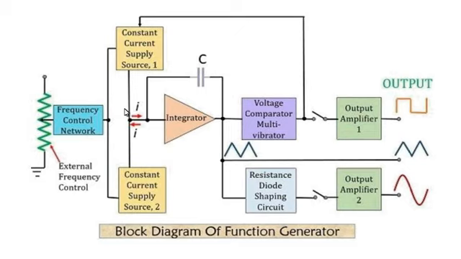This figure shows the basic elements. This instrument delivers sine, triangular and square waveforms. The typical frequency range may be 0.01 Hz to 100 kHz. This signal generator is provided with a frequency control network. The frequency control voltage regulates these two constant current sources.